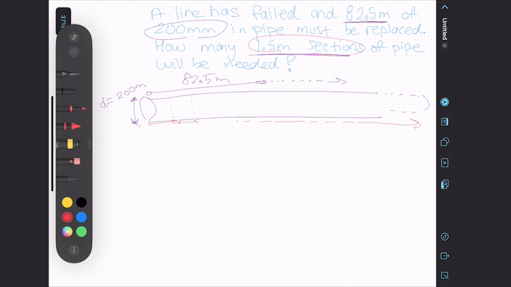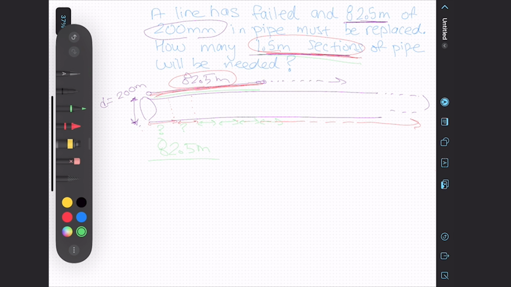So all they're asking is, if 82.5 meters of piping has failed, how many 1.5 meter sections of pipe do we need? And by just looking at my diagram, I can see that all we have to do is simply divide. We're told that 82.5 meter pipe has failed and it comes in sections of 1.5 meters. So we want to know how many of these sections I need to buy to replace this 82.5 meter piping.